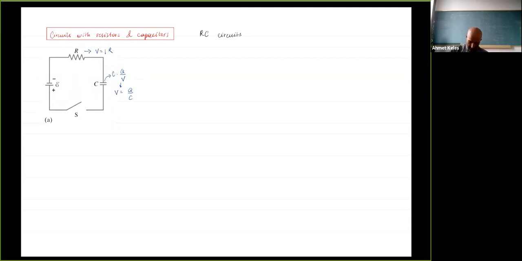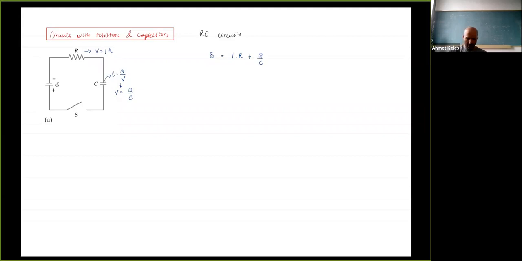So let's do this. I can write that the potential provided by the battery should be equal to the potential drops in the resistor and the capacitance. For that, I'll write E equals I times R plus Q over C. Now, how do we solve this equation? What can we do about this equation?